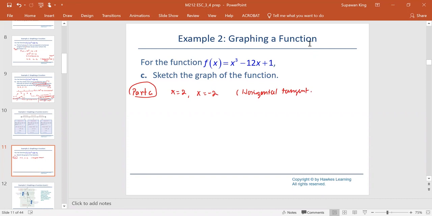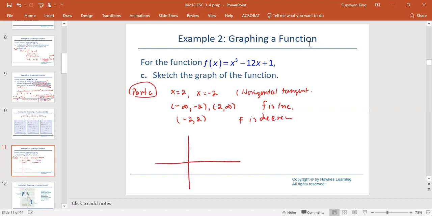Okay, and then between -infinity to -2 and 2 to infinity, the graph is increasing. On the interval -2 to 2, the function is decreasing. So plot the graph, draw the xy plane, at 2 and at -2.